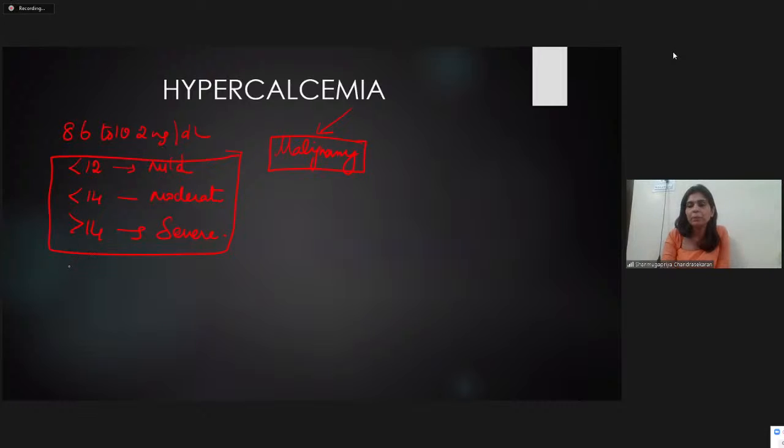What are the symptoms of hypercalcemia? I said hypocalcemia increases excitability. So hypercalcemia stabilizes resting membrane potential, does not allow cells to get stimulated. So initially they present with just lethargy. They just say they are tired, they have muscle pain, memory loss. So these are all non-specific manifestations initially present when there is mild hypercalcemia.